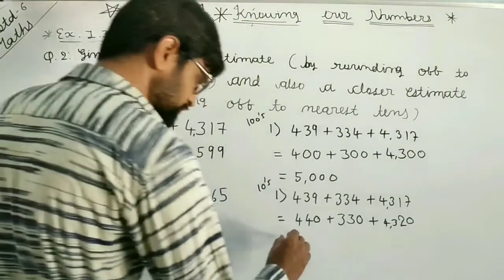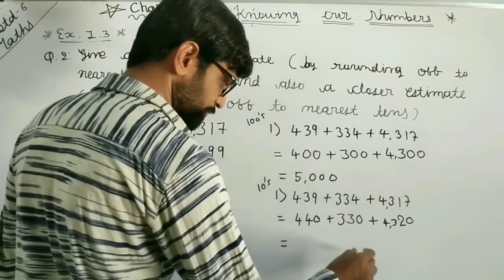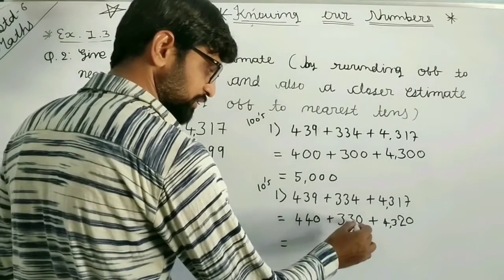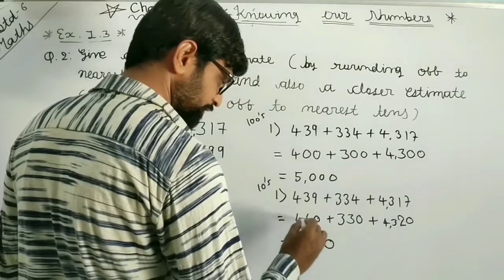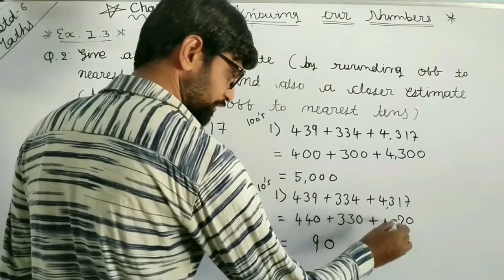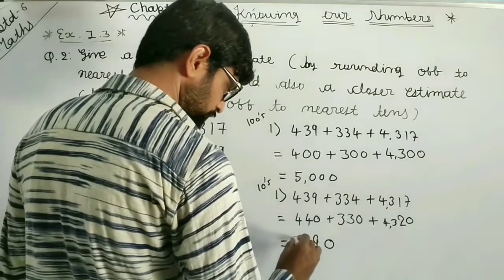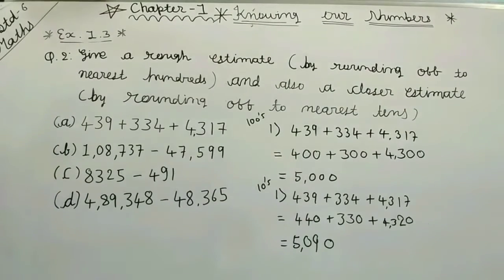Now add all these numbers. Last one is 0. 4 plus 3, 7. 7 plus 2, 9. 4 plus 3, 7. 7 plus 3, 10. 1 carry, 4 plus 1, 5. So your answer will be 5090. Is that clear to everyone?